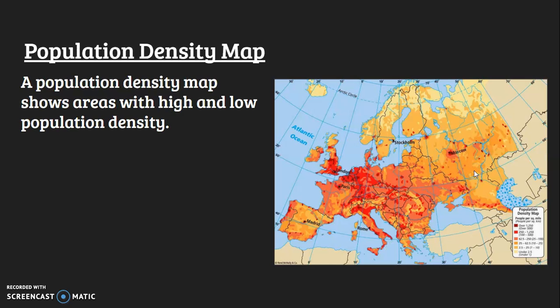And finally, our population density map shows areas with high and low population density. Again, the key is really important. The darker areas will show you high population density areas, reds, dark browns, oranges, and the lighter colors, the light yellows, will show you areas with the lowest population densities.